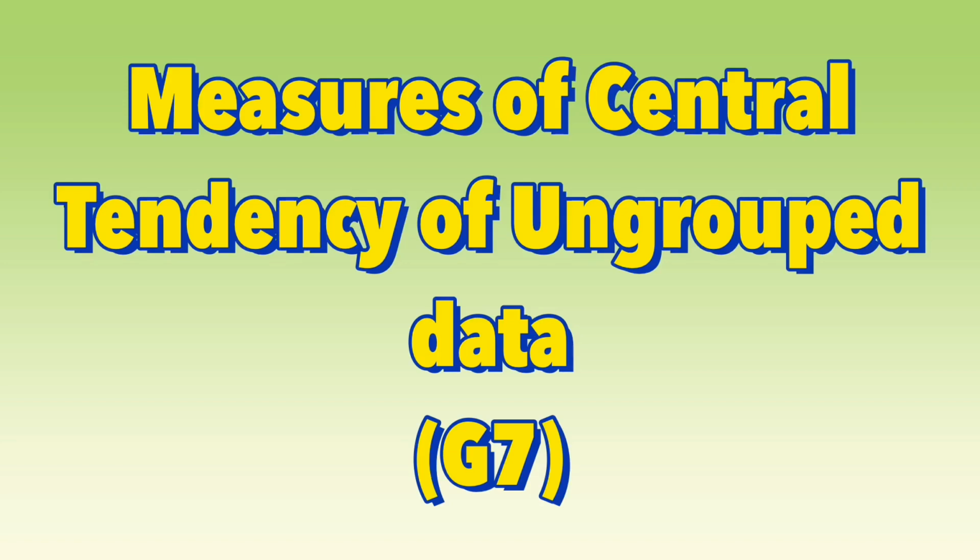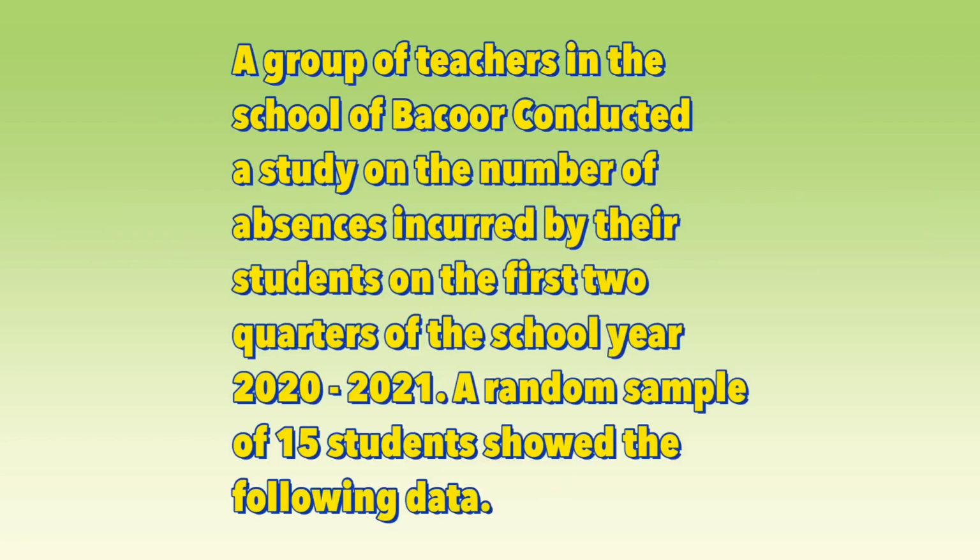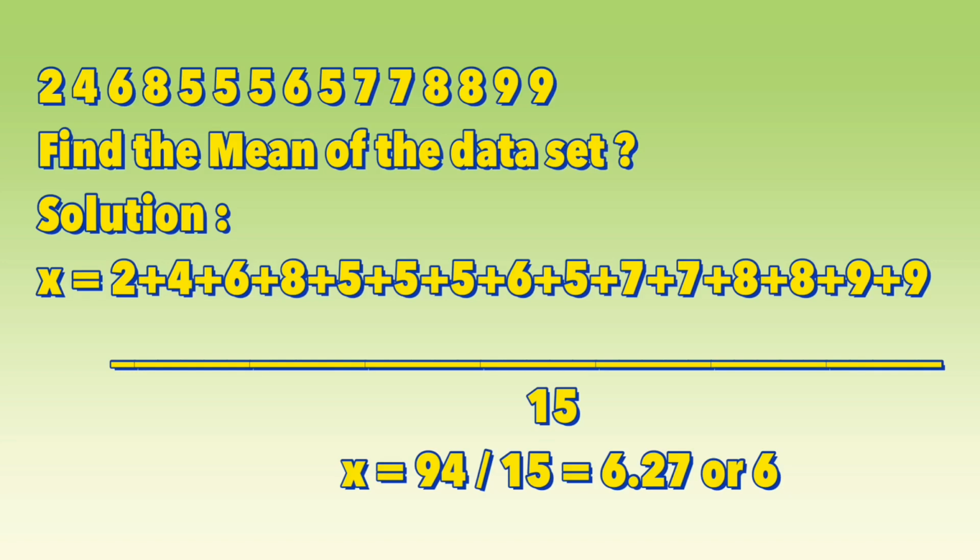Today we're going to study mathematics about measures of central tendency of ungrouped data, Grade 7. Problem number 1: a group of teachers in the school of Bacoor conducted a study on the number of absences incurred by their students on the first 2 quarters of the school year 2020-2021. A random sample of 15 students showed the following data: 2, 4, 6, 8, 5, 5, 5, 6, 5, 7, 7, 8, 8, 9, 9.